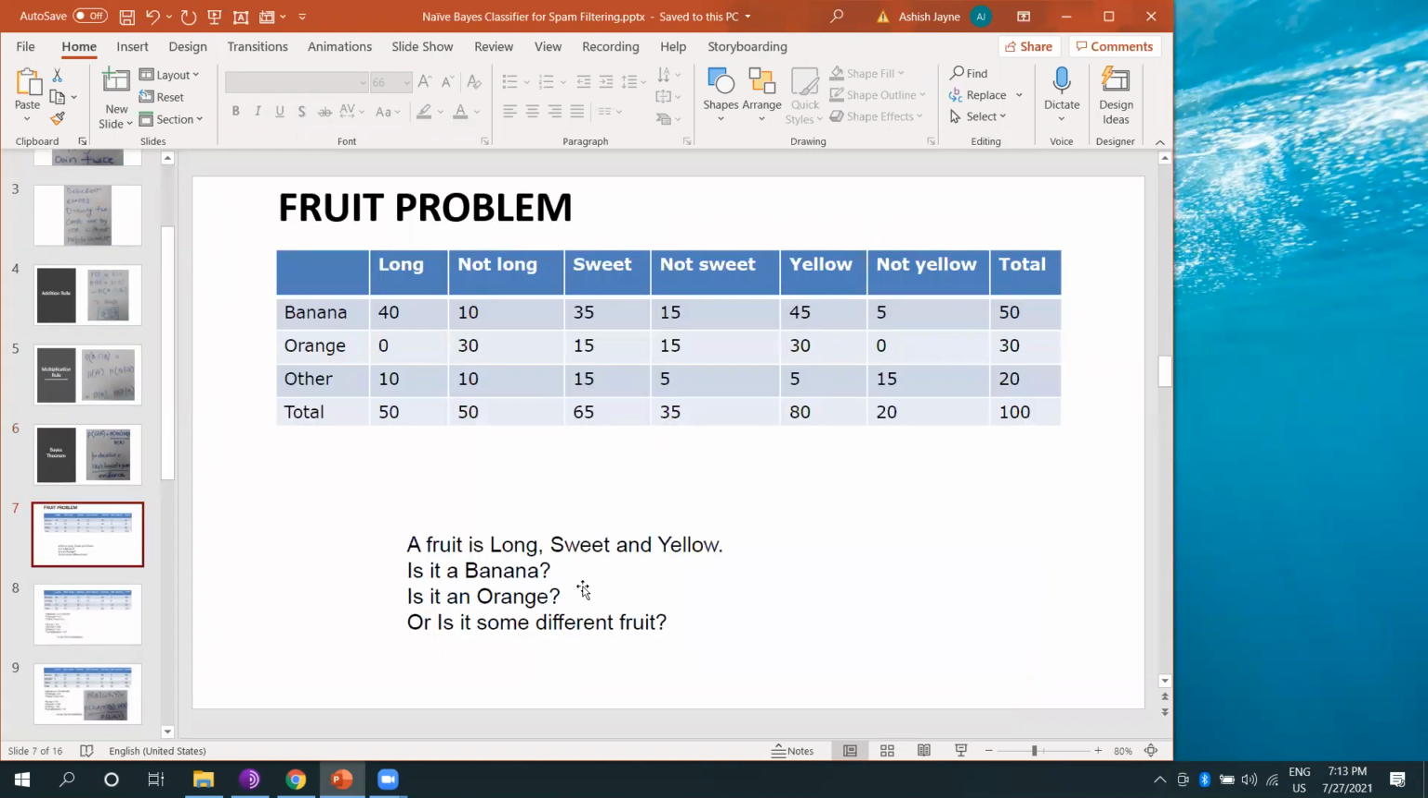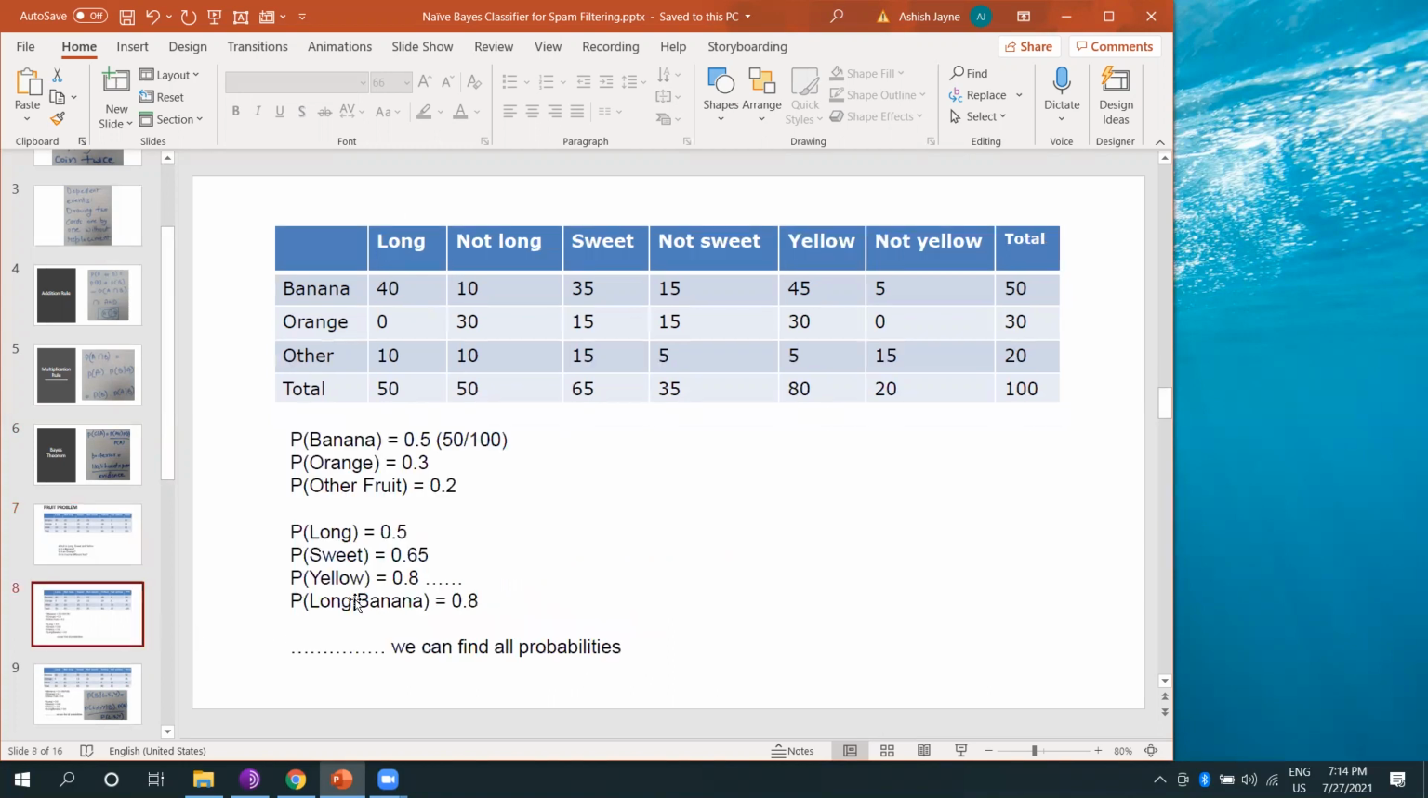Now the fruit problem. We have this data where we have banana, orange, or some other fruit, and we know the characteristics of these fruits, such as long, not long, sweet, not sweet, yellow, not yellow. We are given some fruit, and we are told that the fruit is long, sweet, and yellow. Now we have to answer the question whether it is a banana, or an orange, or some different fruit.